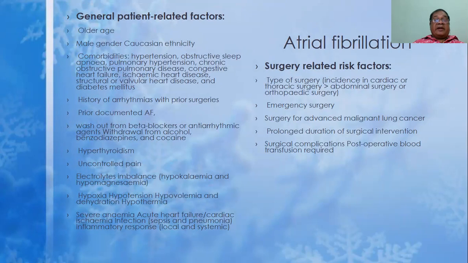If there is a history of arrhythmia prior to surgery, there is more chance that atrial fibrillation will recur. Prior documentation of atrial fibrillation also means more chance of recurrence. Whenever there is sudden stoppage of a beta blocker or antiarrhythmic agent, or withdrawal from substances like alcohol, benzodiazepine, and cocaine, there is more chance that atrial fibrillation will occur. Hyperparathyroidism will lead to atrial fibrillation. Uncontrolled pain may lead to electrolyte imbalance like hypokalemia, hypomagnesemia, hypoxia, hypotension, hypovolemia, dehydration, hypothermia, severe anemia, or acute heart failure. These all predispose to atrial fibrillation.